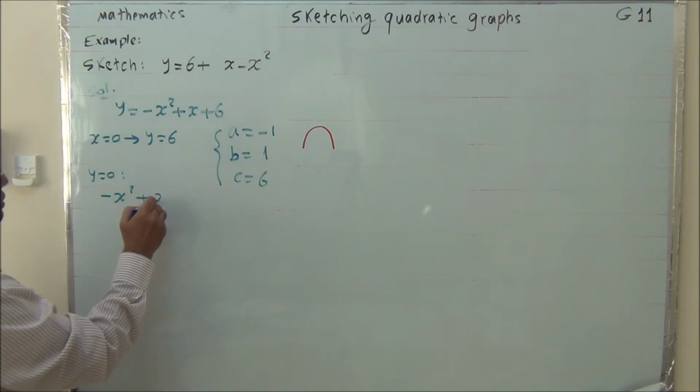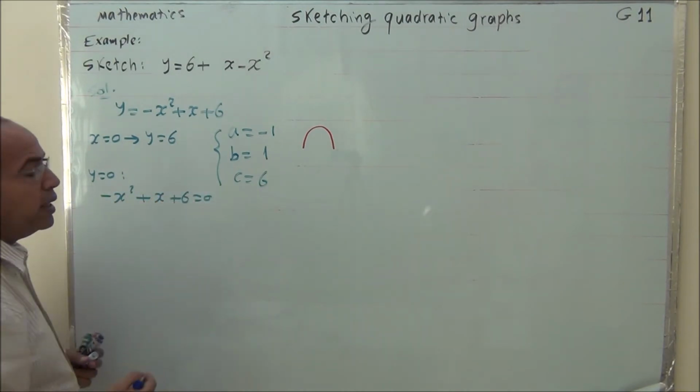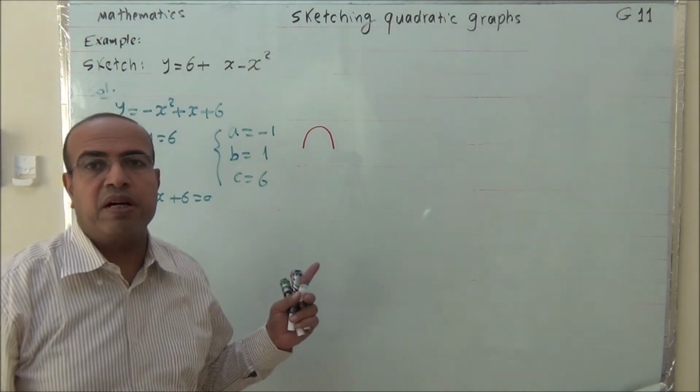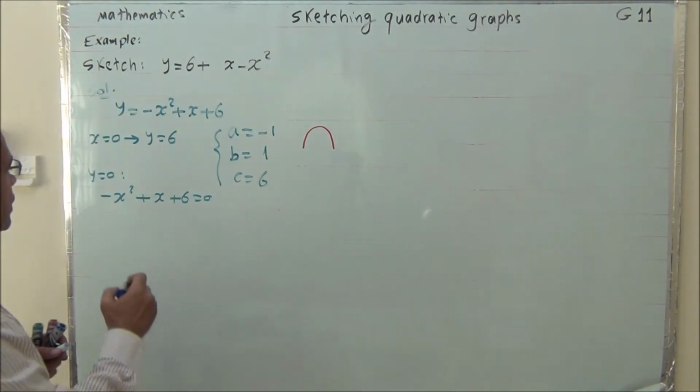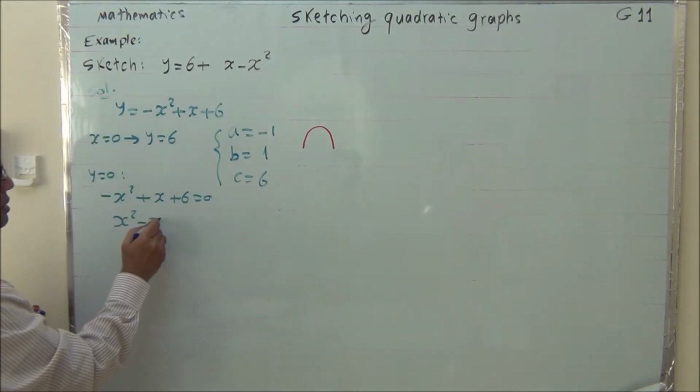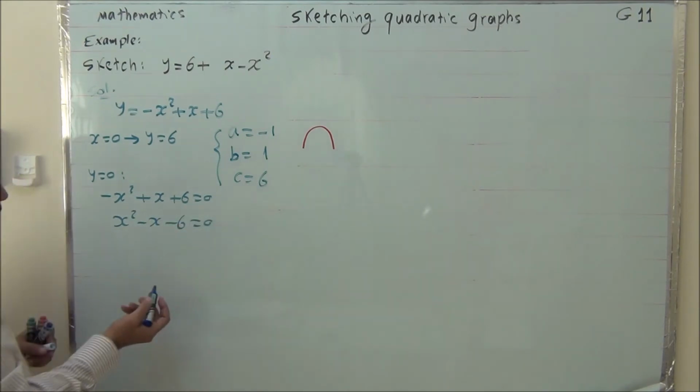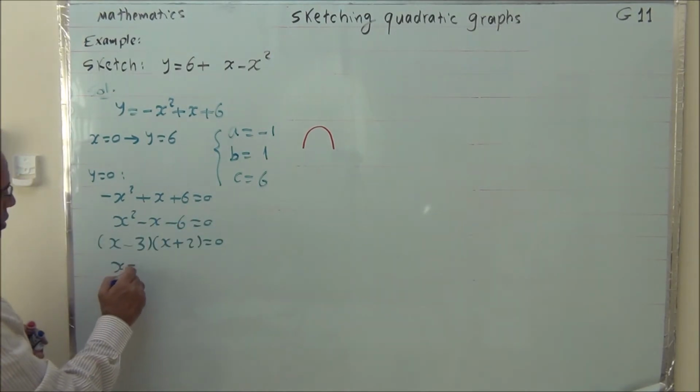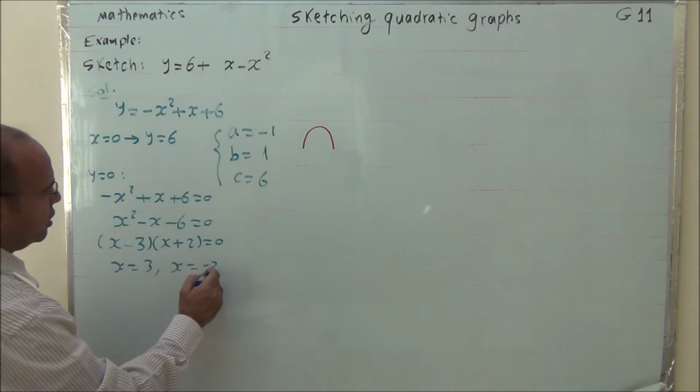Negative x squared plus x plus 6 equals 0. It is an equation, so we can simplify by multiplying both sides by negative 1. So x squared minus x minus 6 equals 0. Factorize. Now, x equals 3 or x equals negative 2.